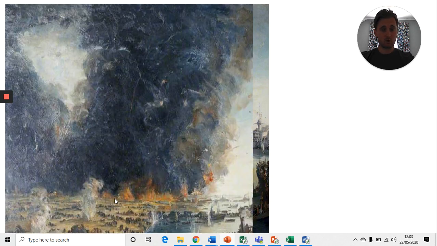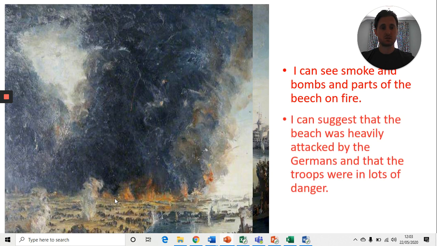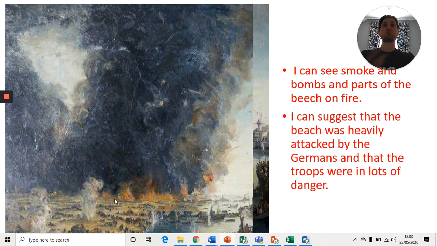Because in the background, what you can see is smoke. Now, as I've said before, there were bombs going off. And actually, the beach was a very dangerous place. And it would have taken a lot of guts and resilience, but a lot of these soldiers would have been scared that they were going to their deaths. And there was not a lot they could do about it as they were stranded on these beaches.